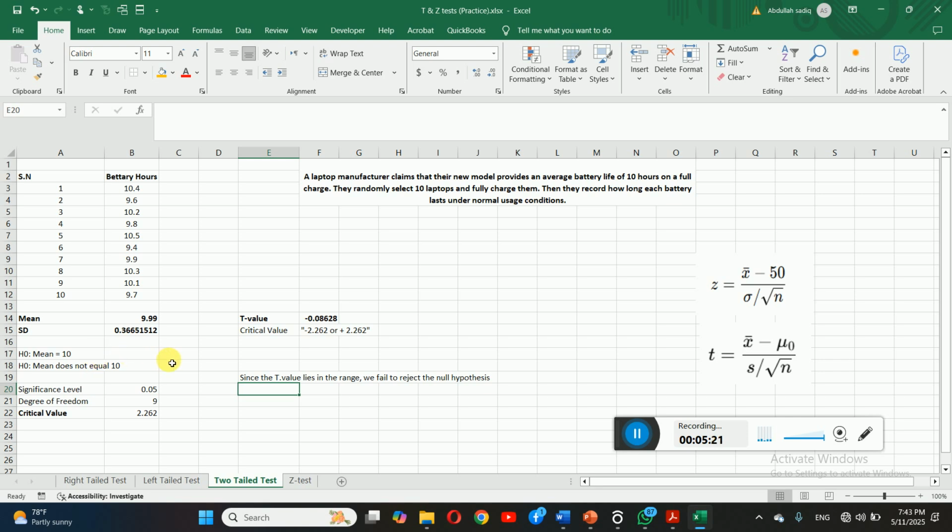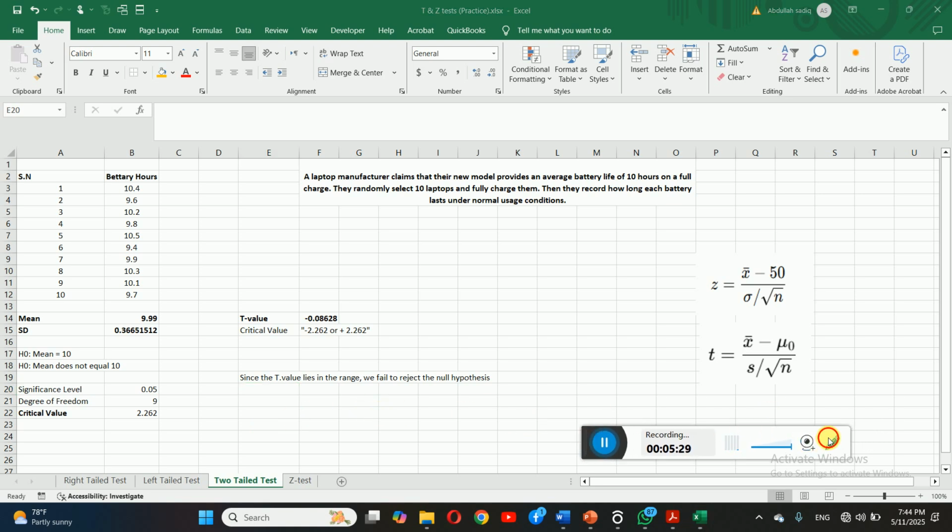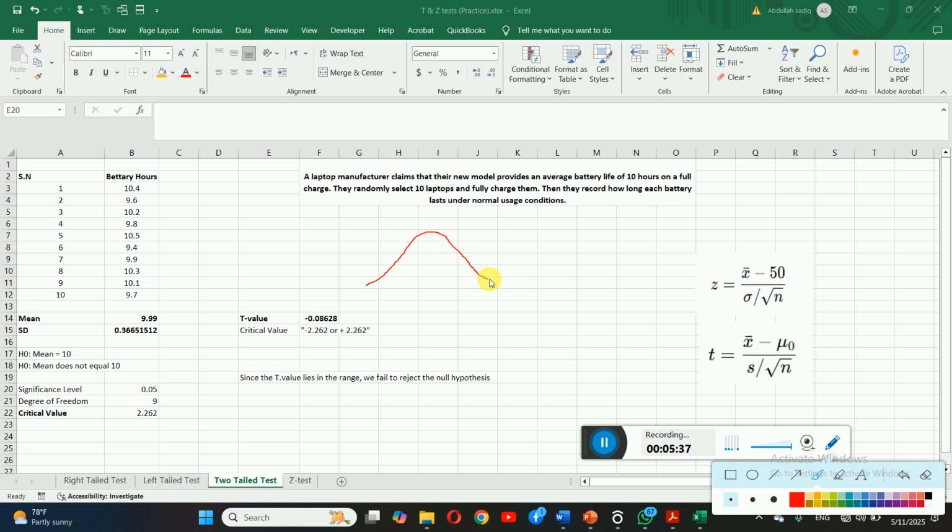Okay, this was the two-tail test. Hopefully, dear students, this is clear. Let me just show you in the graph. For example, this is the normal distribution, and here the central value is here. Since it is a two-tail test, we have two critical values. This is the critical value, this is the region, this is the p-value or the probability.